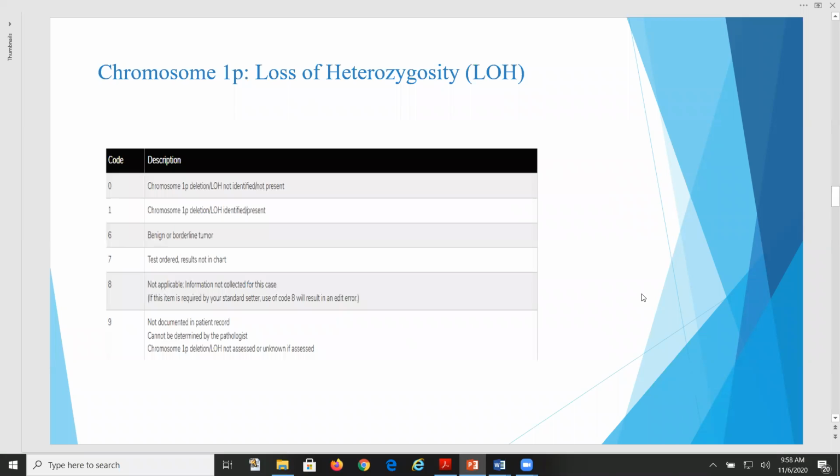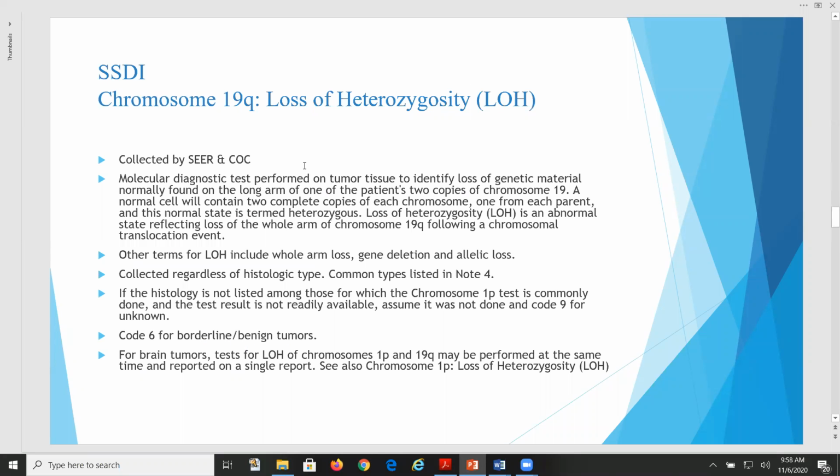Here is the table for 1p, and then we'll move on to the next SSDI, chromosome 19q, which is also required by SEER and COC, and the instructions are all the same as they were for chromosome 1p, so I won't repeat those here. And again, here's your table.